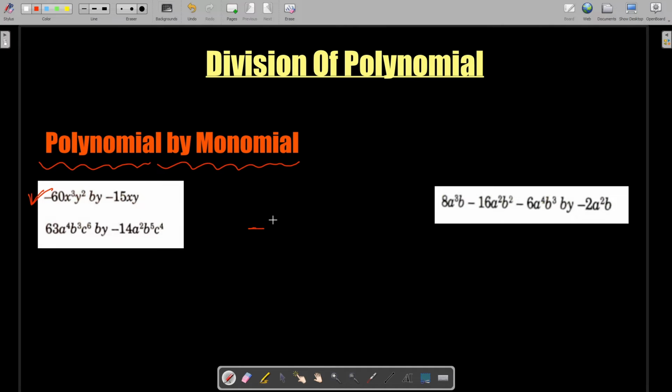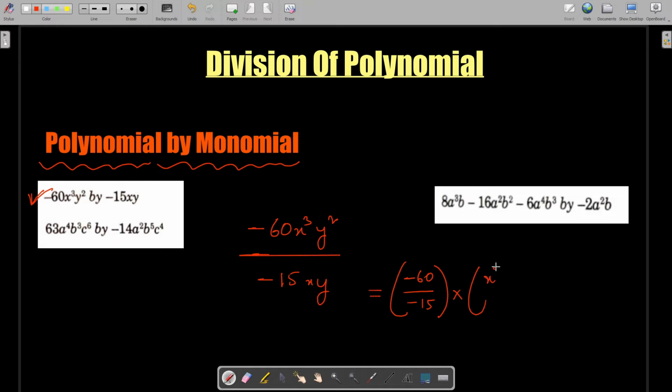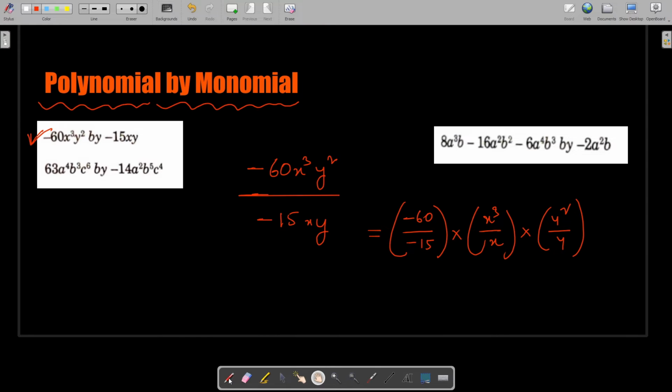It's given negative 16 x cube y square divided by negative 15 xy. So what we'll do is, just like in multiplication, we write the numbers together and the like terms together. We're going to do the same thing over here. So we will write negative 16 divided by negative 15 into, then we have x, so we will write x cube divided by x, then we have y square divided by y. Now it's pretty simple. So minus minus gets cancelled, 15 goes 4 times, so we will write 4.